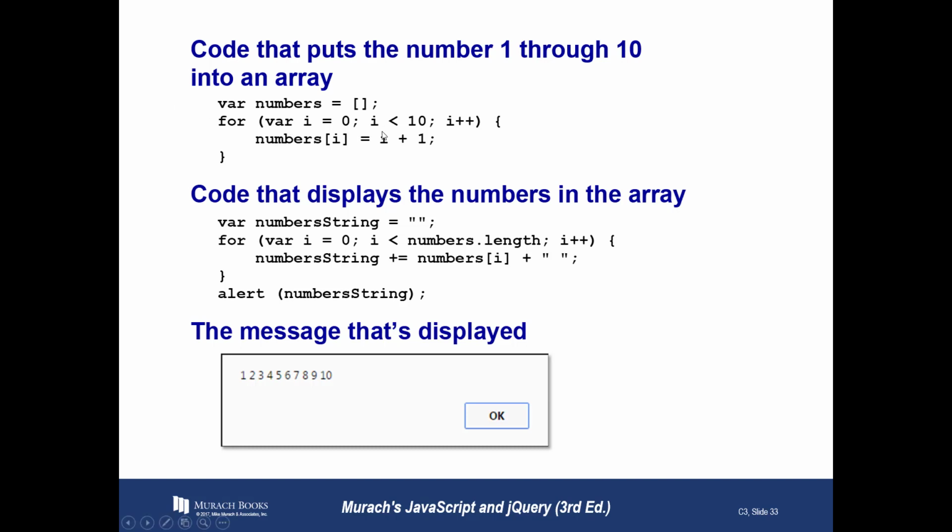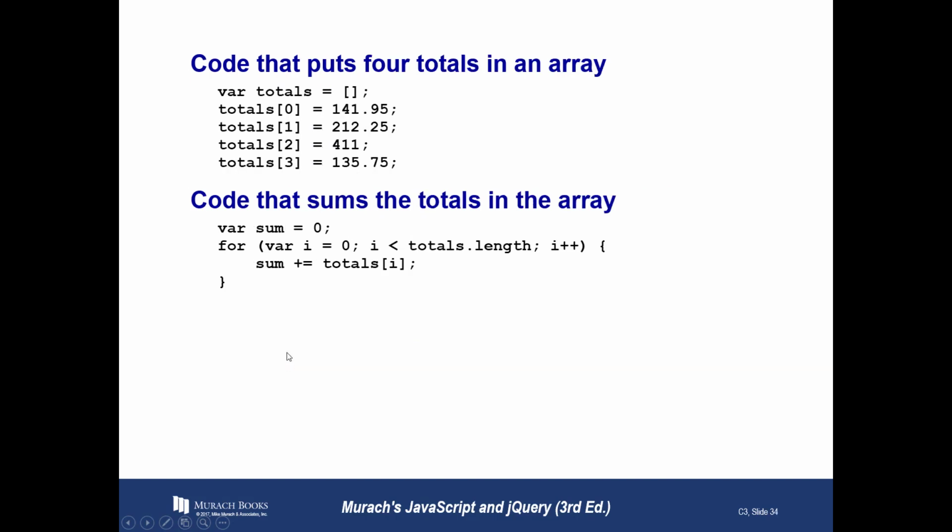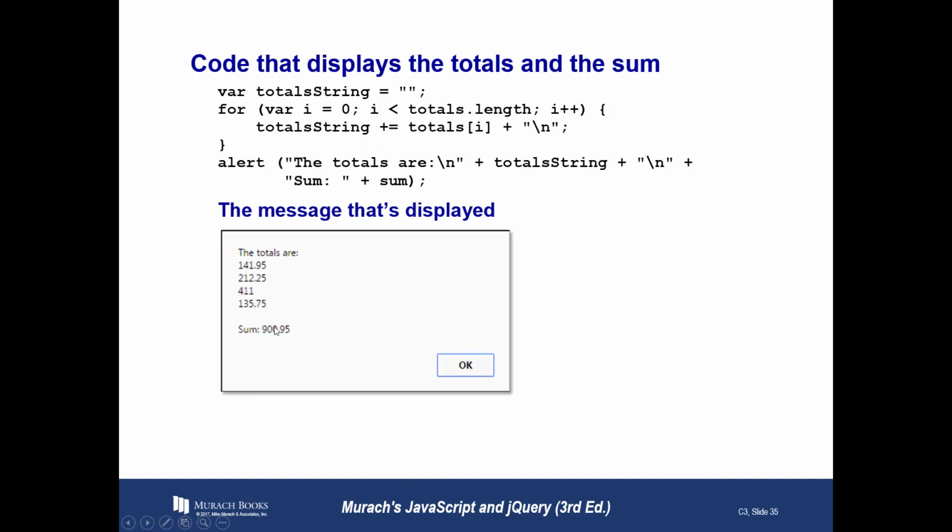Here's code that would put the numbers from 1 to 10 in an array, as you can see right here. We'll do lots of different operations. This code that's here creates a brand new array, and it fills up 4 elements in the array with 141.95, 212.25, 411, and 135.75. Then in here, it adds those elements up. I have no idea what that would be. 100, 200, 300, 400, 5, about 900. Oh, that was a pretty darn good guess.